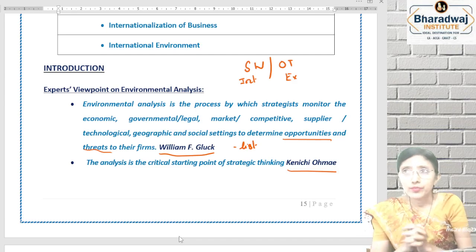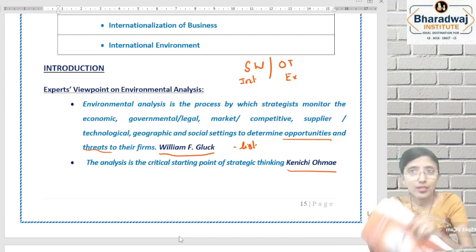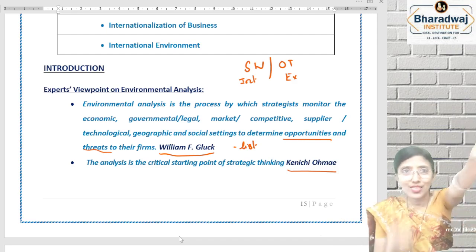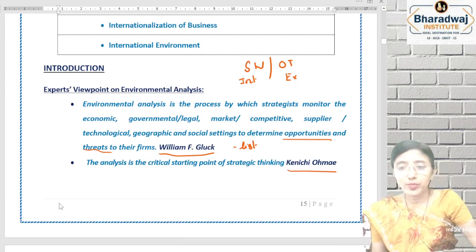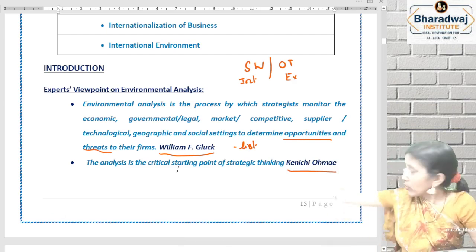PPT is one. If you don't have the Bharadwaj material, PPT is like that. Because in the class we took it, and we said this is how you study. So all forms are given to you. Okay. Now please look at this point.